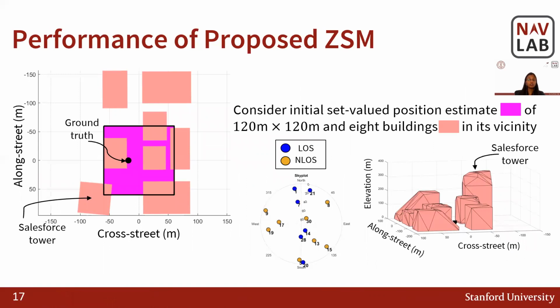In the first set of results, we analyze the performance of the proposed ZSM by considering 8 urban buildings near Salesforce Tower, which is indicated over here and over here, and an initial set valued position estimate of size 120 meters by 120 meters, which is indicated here in magenta. As considered earlier, the satellites with blue circle markers are line of sight and the ones in yellow are non-line of sight.